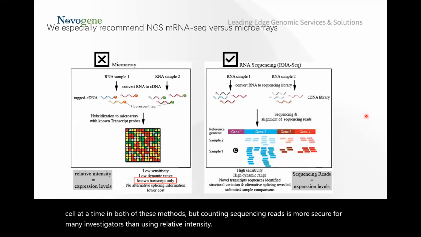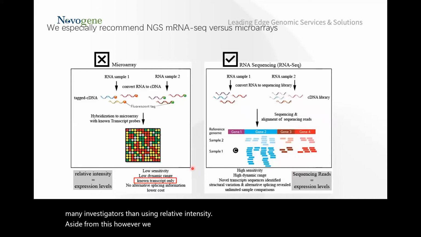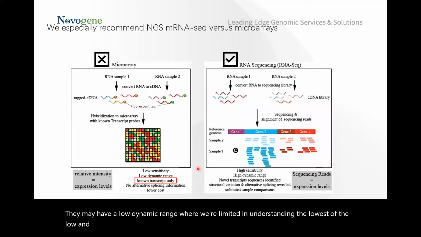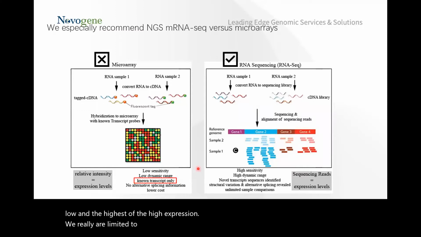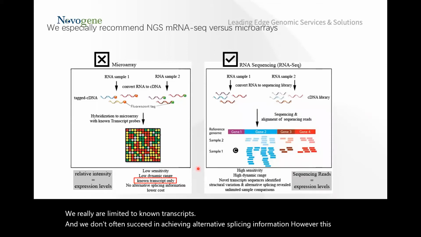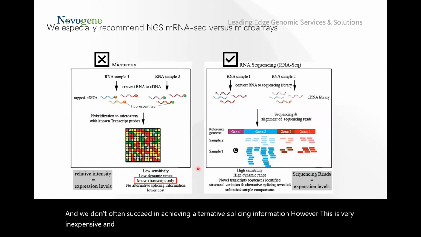Aside from this, however, we notice that microarrays sometimes have low sensitivity depending on the design. They may have a low dynamic range where we're limited in understanding the lowest of the low and the highest of the high expression. We really are limited to known transcripts, and we don't often succeed in achieving alternative splicing information. However, this is very inexpensive and often accessible to many labs.